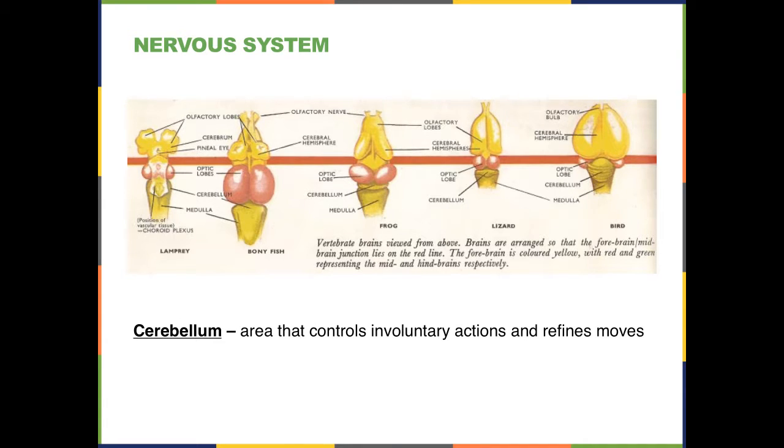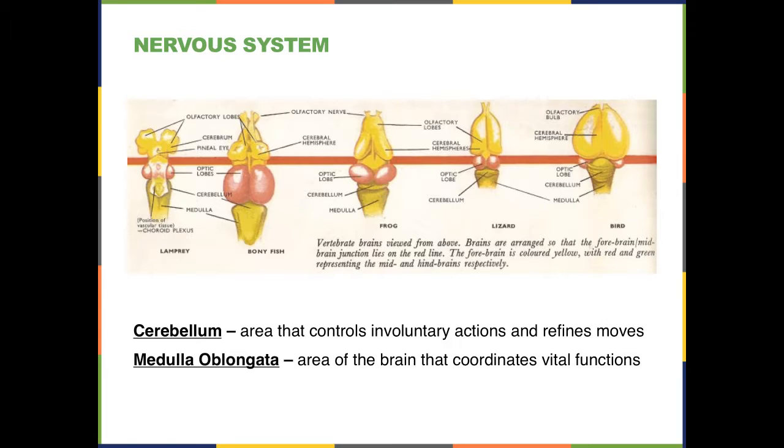The cerebellum, which is not present in some of these earlier forms and begins to become present here in the lizard and more in the bird, is responsible for controlling involuntary actions, but specifically refining motor movements. And what you see with the cerebellum is it gets larger in animals as they go from walking on 2 legs to walking on 4 legs to walking, as we do, on 2 legs.